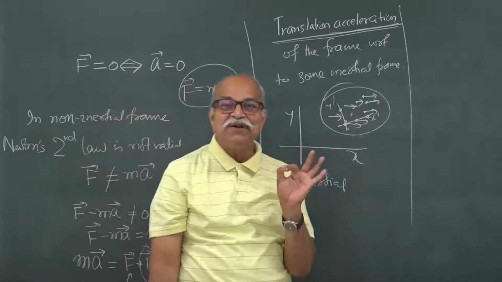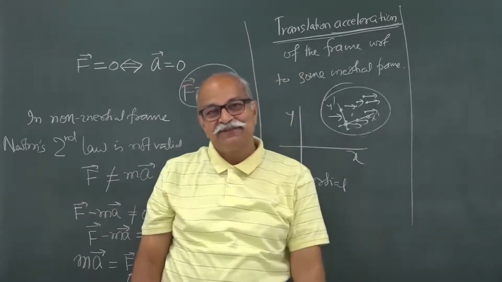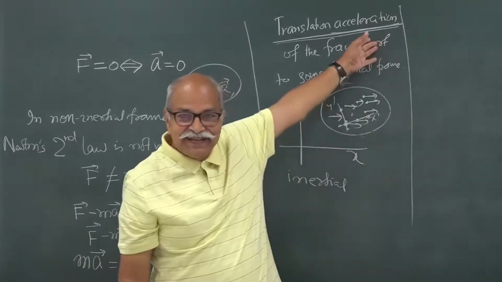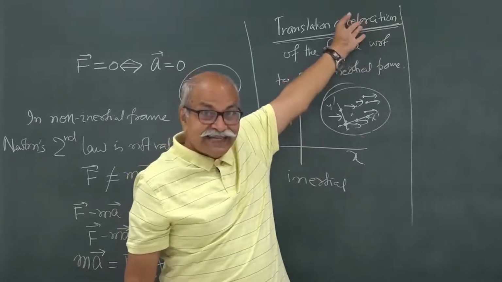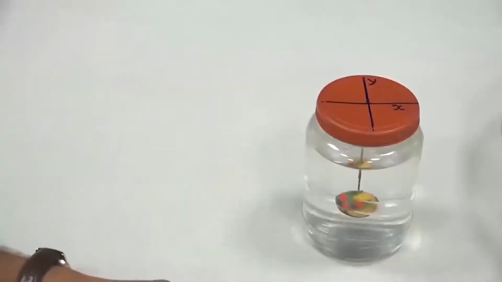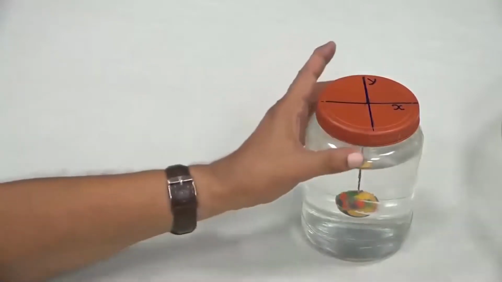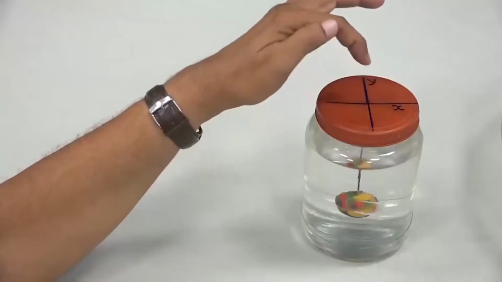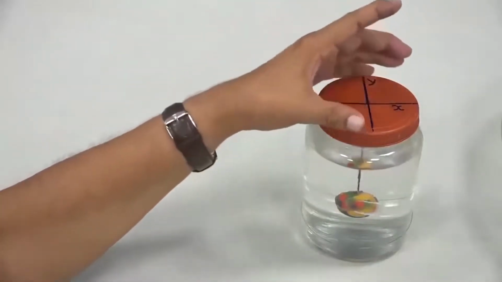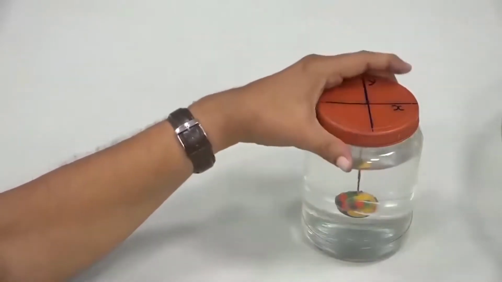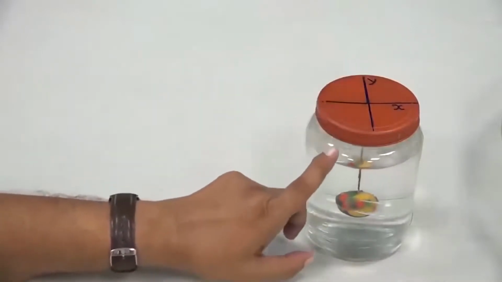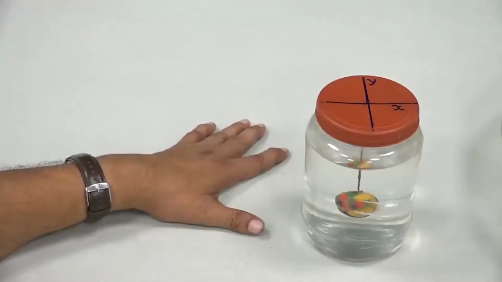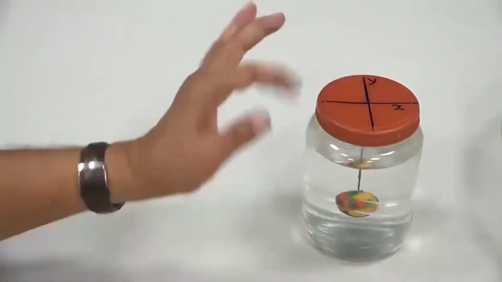I will show you a small video clip. It is taken from my course on special theory of relativity, and I will be describing it here. Let us see what happens if you have a non-inertial frame which has translational acceleration. I am trying to show a non-inertial frame which is this box. On the lid itself I have drawn the x axis, y axis, and the z axis is upwards. In this box you can see a ball hanging in water. The thread is fixed at the lid. At this time the ball is at rest, and nothing is changing.